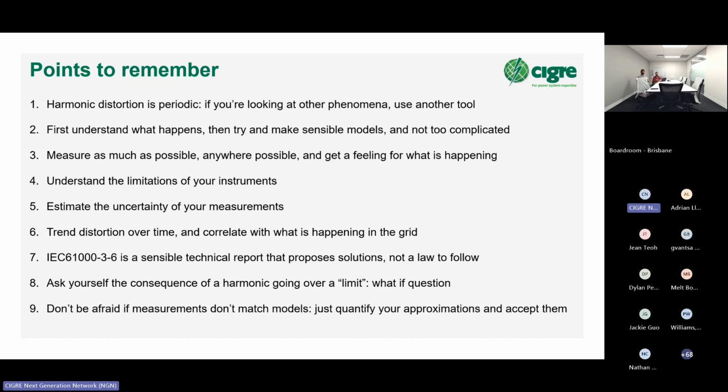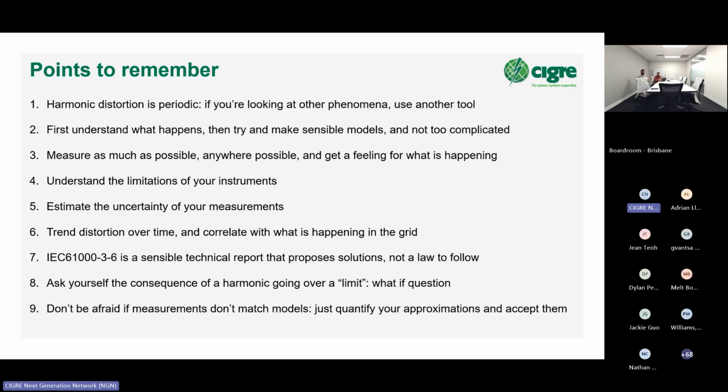So I connected this. What did distortion do? Did it go up? Did it go down? Nothing happened. That is important as well. IEC 61036, it is a sensible technical report, but is not a law. So people do not have to follow that. It is written in the standard. We call it standard, but it's called technical report in the title.